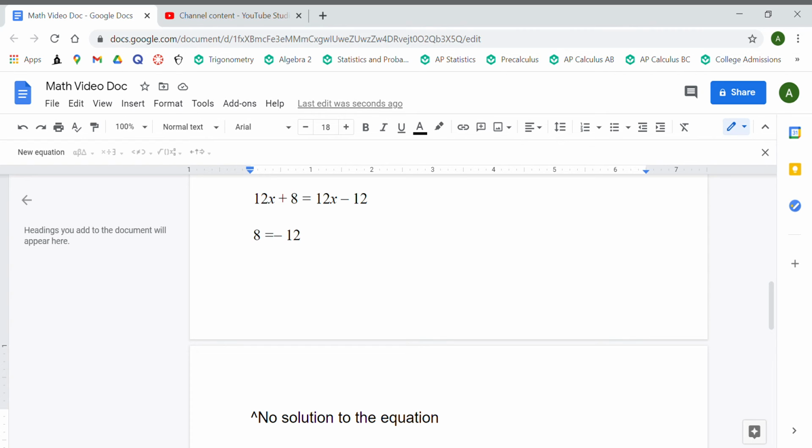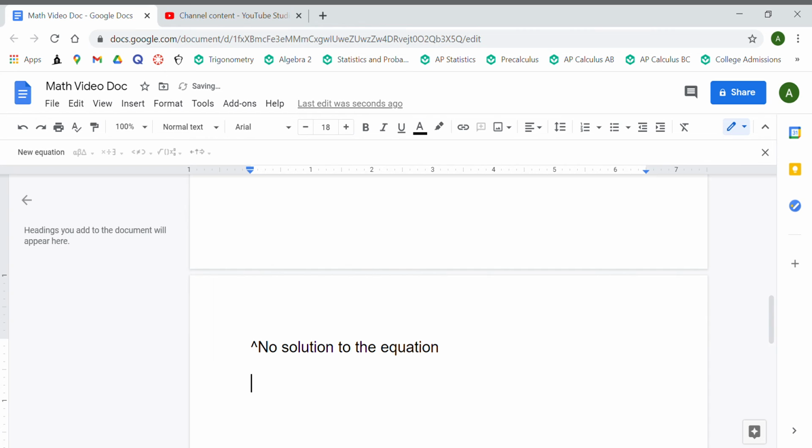Because basically what it means is, no matter what number you substitute for x, you will always get a false statement. You're going to get what's called an inequality. And if you get an inequality, you have no solution to this equation.